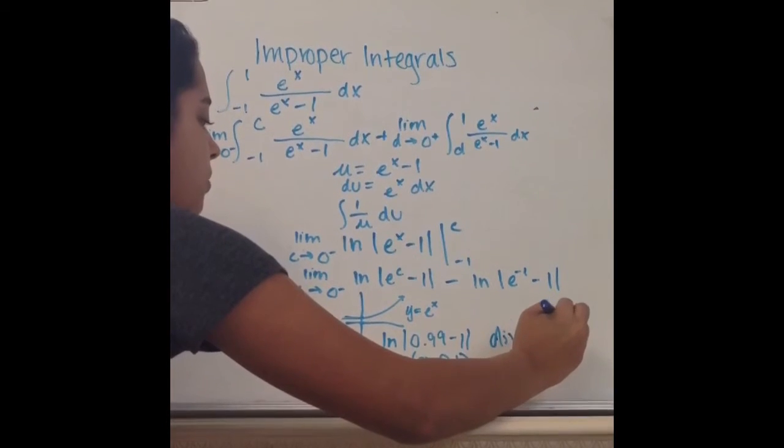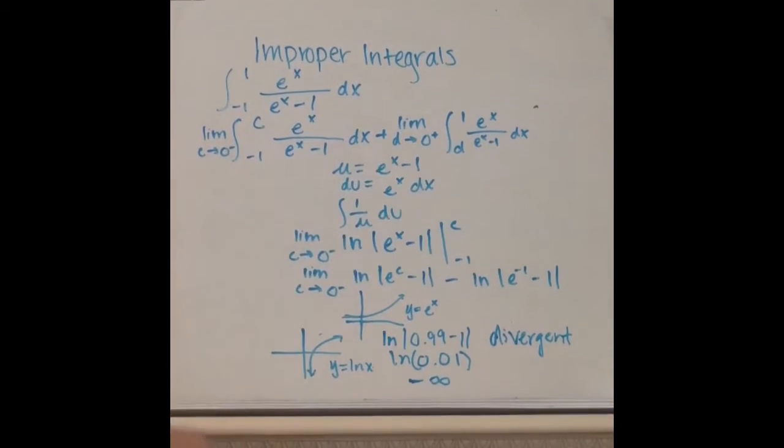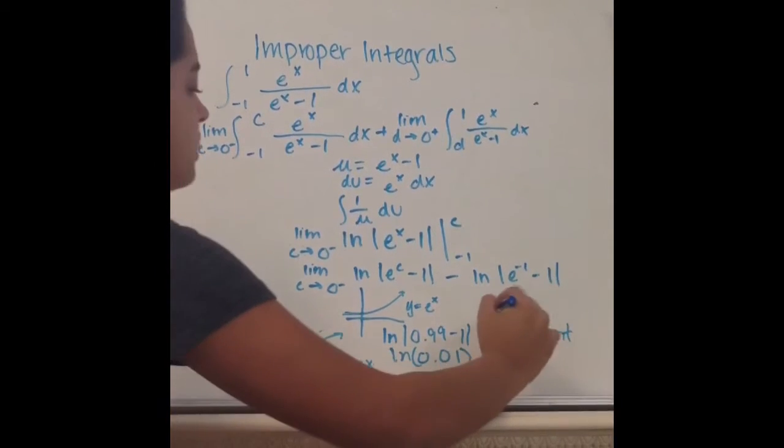So what we did in this problem is just the first part. The second part we don't have to do now because we already know that the first part is divergent, so the second part doesn't really matter. So the answer to this problem is just divergent.